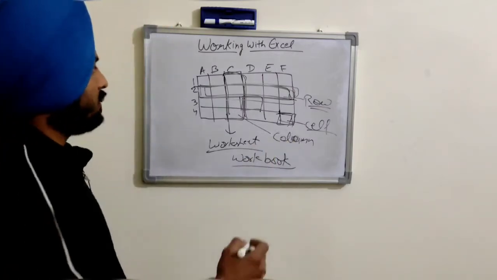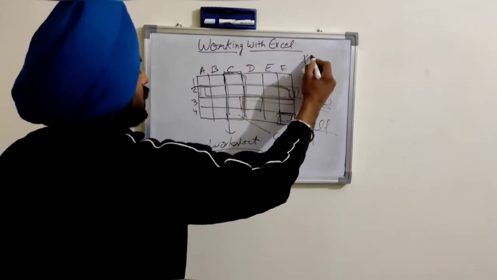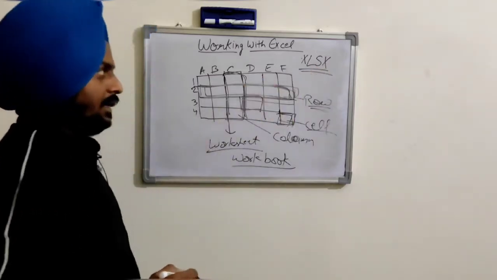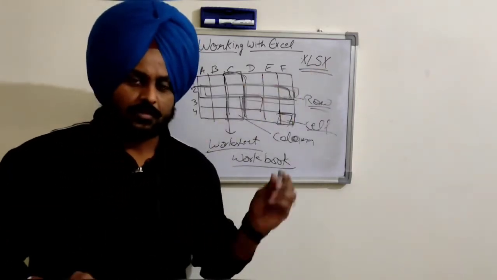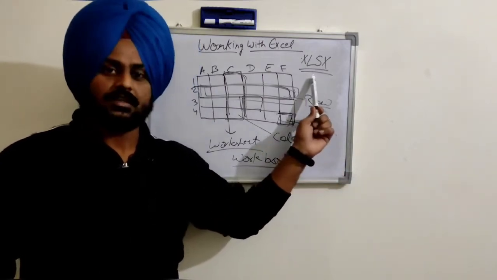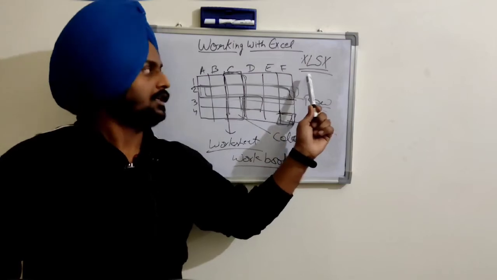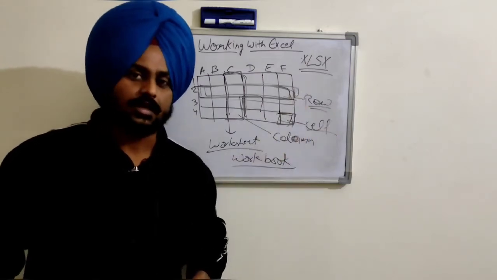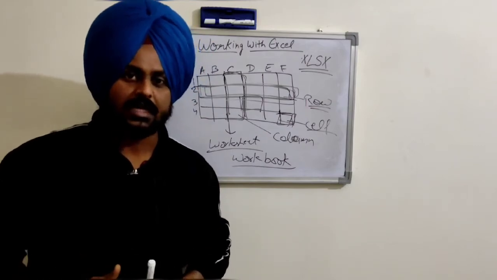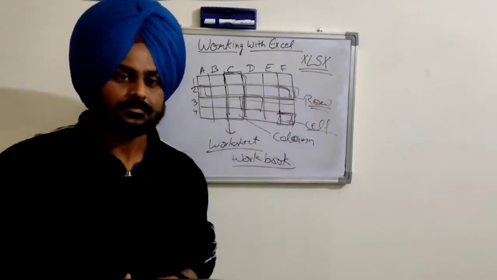Clear? So let's talk about its extension name. The extension name of MS Excel is XLSX. XLSX is the extension for MS Excel. Whenever you save your file, it is going to be saved with the extension .xlsx. Clear? This is basically used to recognize the type of the file, that this file belongs to MS Excel.